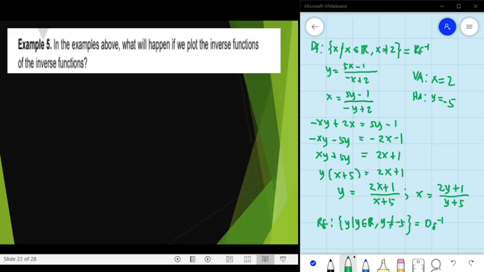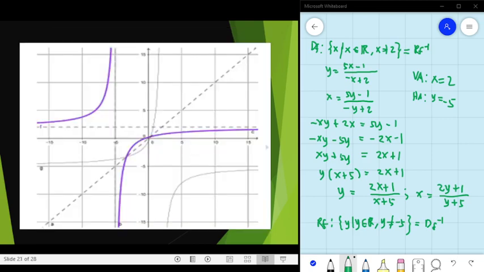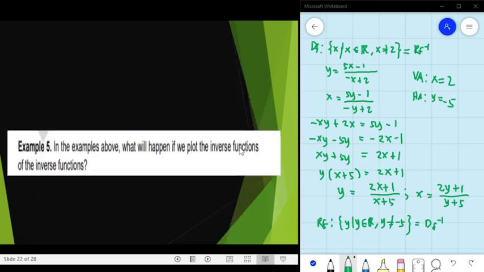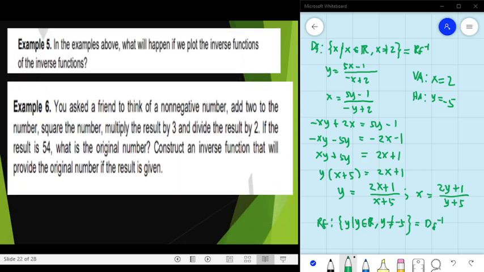Okay, in the examples above, what will happen if we plot the inverse of the inverse function? The inverse of the inverse function is equal to f of x, so it reverses again and we go back to the original. So if you take the graph of the inverse function, its inverse is the original.